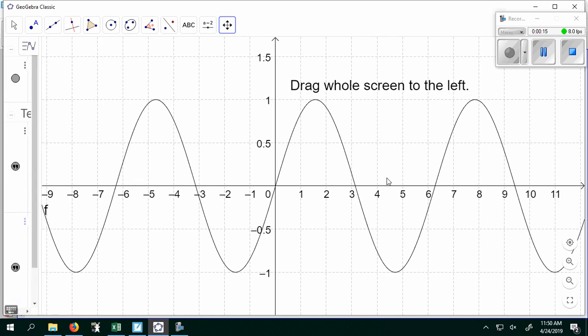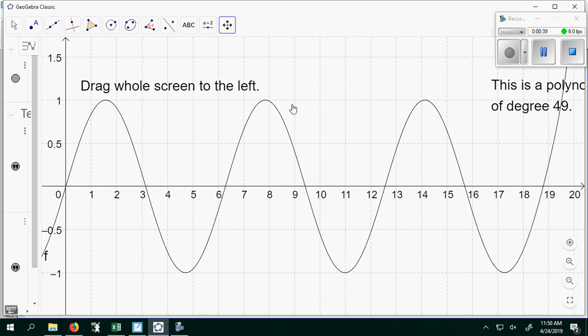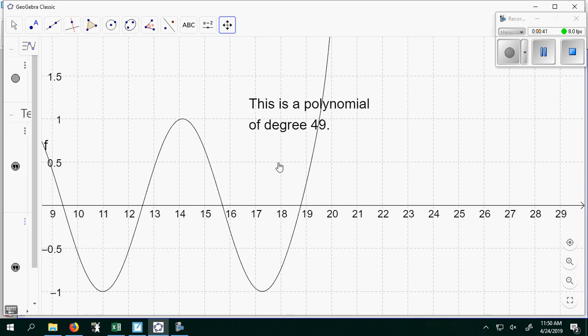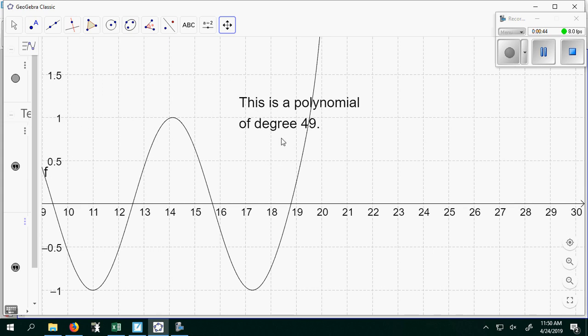Okay, so this graph looks very much like it's probably a graph of the sine of x. It has a min of -1, a max of 1. It starts at the origin and heads up. It completes one full cycle in 6 point something radians, which is 2 pi. So it looks like sine of x, but if I drag this whole screen over, turns out it is not sine of x. It's a degree 49 polynomial that's got an end behavior that heads up to infinity.